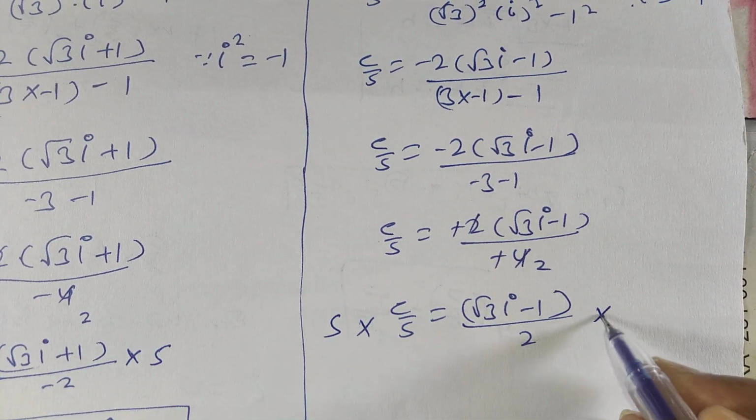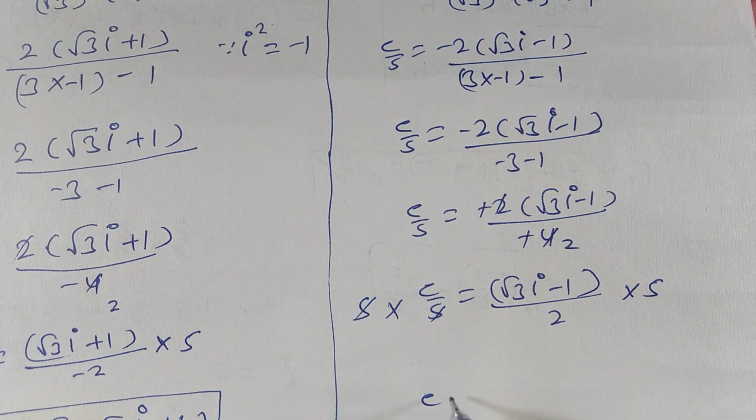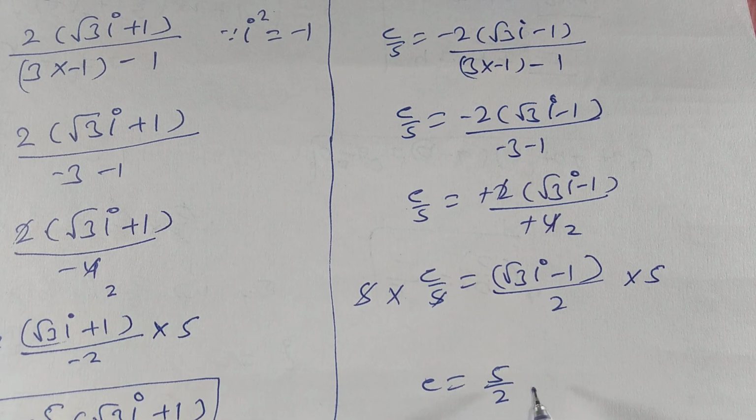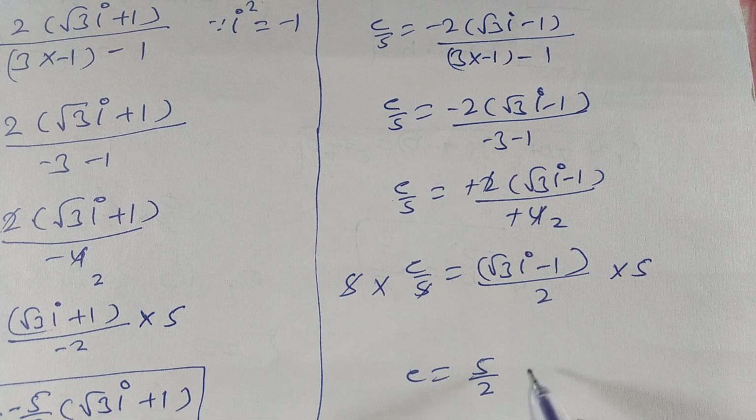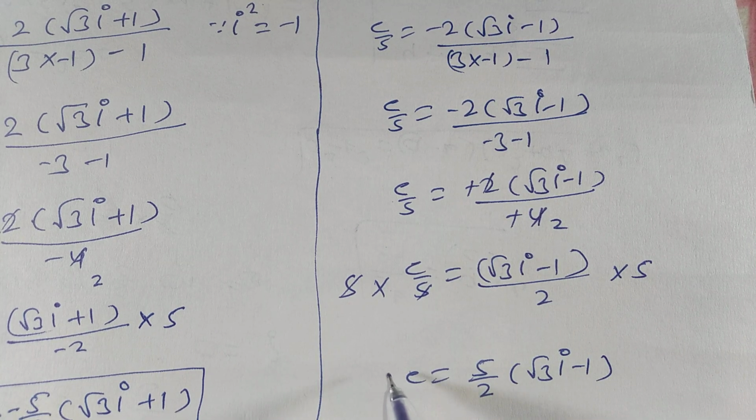Multiplying 5 both the sides, this and this are cancelled. C is equal to 5 by 2 square root of 3 iota minus 1.